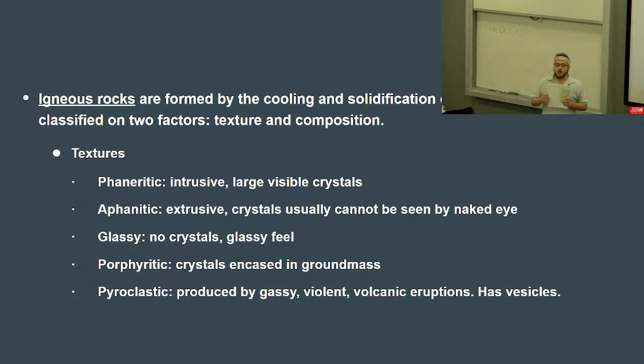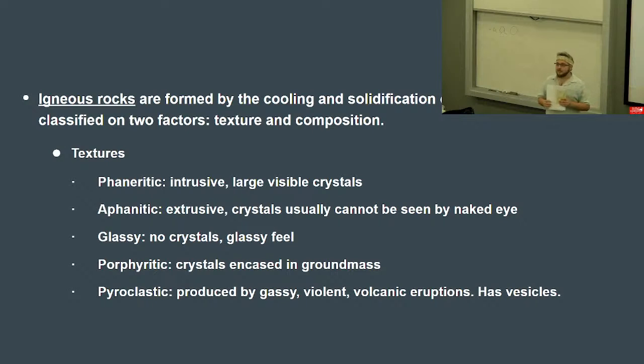These rocks are created from lava that extrudes through the Earth's crust, and so they have less time to cool. Inside of the Earth, there's some insulation from other rocks and materials that helps the magma stay warm and allows crystals to grow. When it comes outside of the Earth, it doesn't have that insulation because it is exposed to the elements, possibly water, and so the crystals do not have time to grow. So aphanitic rocks are extrusive rocks, and crystals cannot usually be seen by the naked eye.